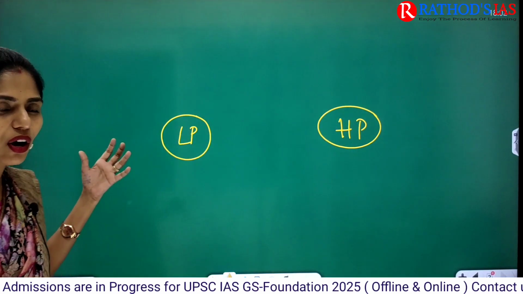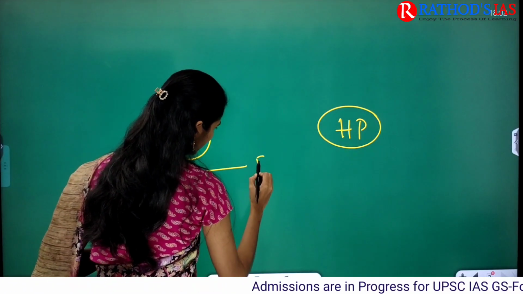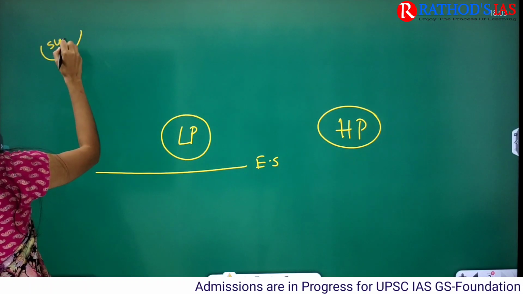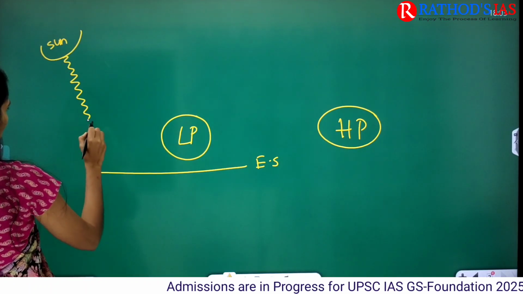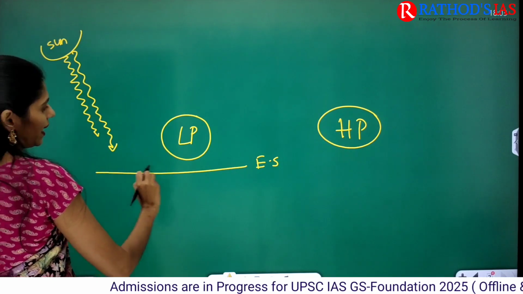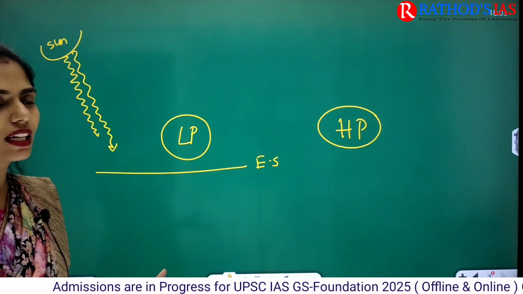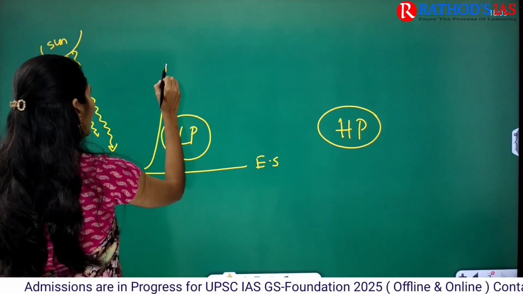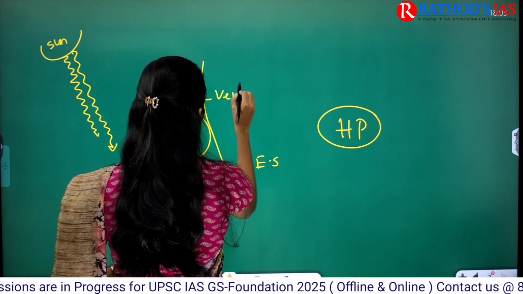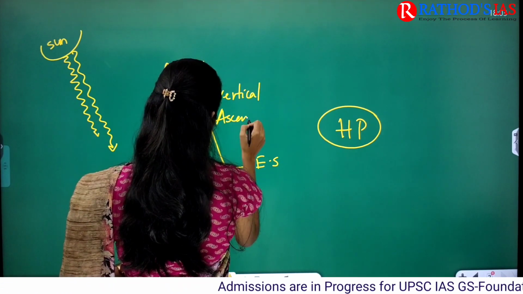Okay, so this is how a low pressure area is formed. Let us take this as Earth's surface. This is the sun, and from the sun incoming solar radiation is happening, and because of this incoming solar radiation, the air which is present here gets heated up. Whenever air gets heated up, it becomes lighter and it will move up. So this is called vertical winds or ascending winds.